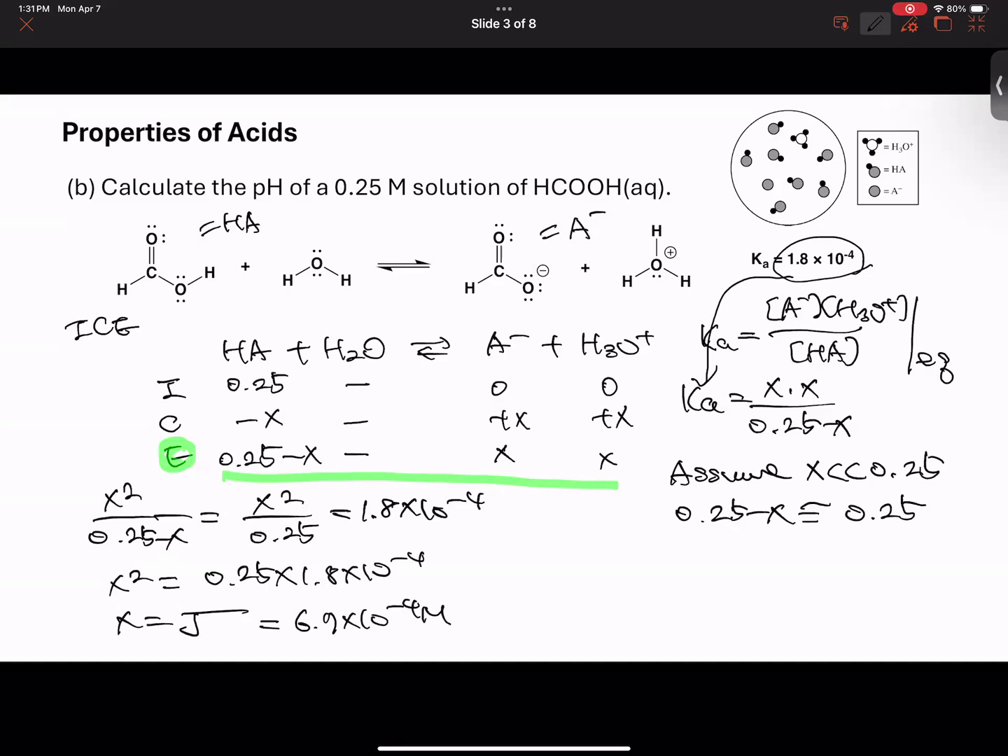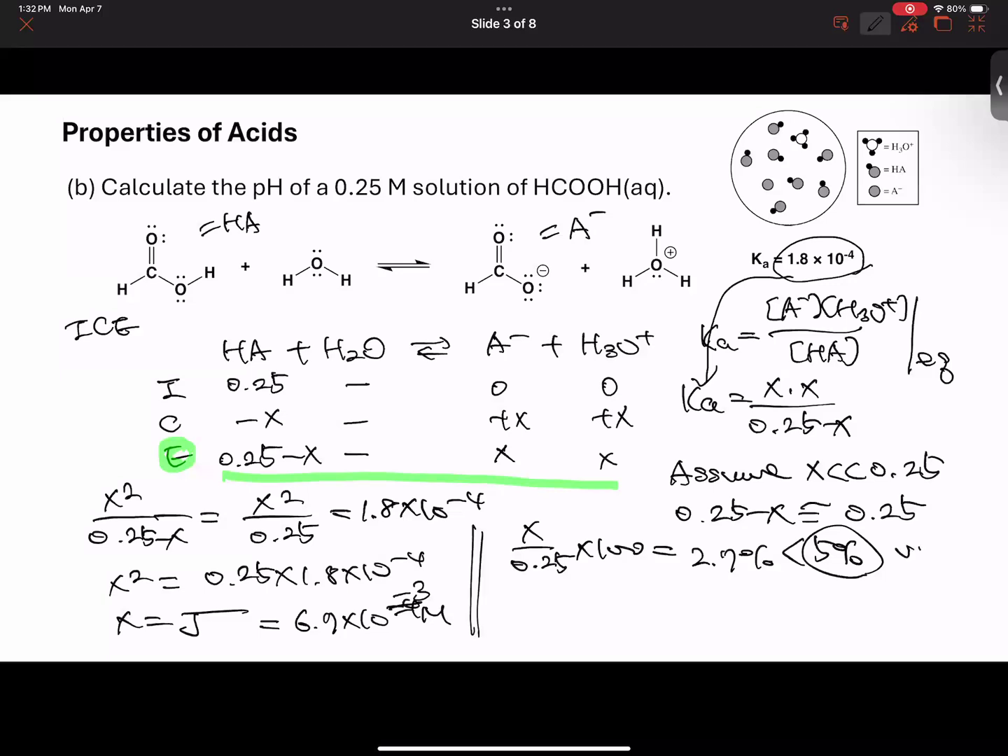Okay, let's check whether our assumption is valid or not. So X over 0.25 times 100%. 6.7 times 10 to the negative 3, so this value is 10 to the negative 3 over 0.25 times 100. Then I find this one is 2.7%. 2.7% is less than 5%. Our criterion to determine if X is much smaller or negligible compared to 0.25 is the 5% rule. Because this is less than 5%, our assumption is valid.